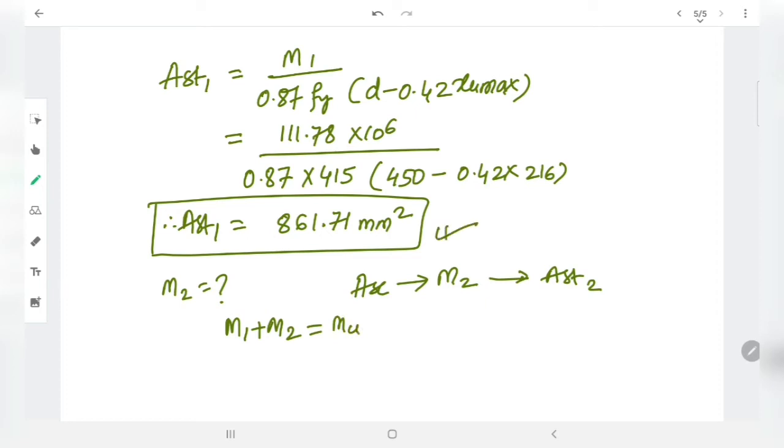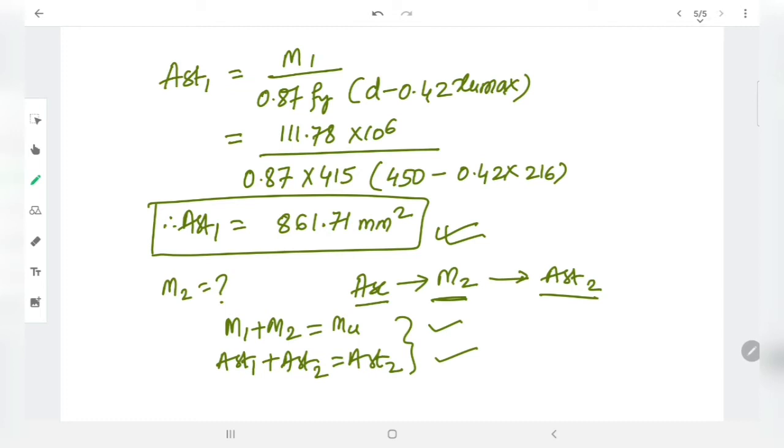We have calculated AST1 here. When I use ASC and find out M2, again I'll use M2 and find out AST2. So when you get AST1 and AST2, this will be equal to AST. These are the values required in the problem. The main intention of this problem is to find out the value of MU as well as AST2. I think you get this one.